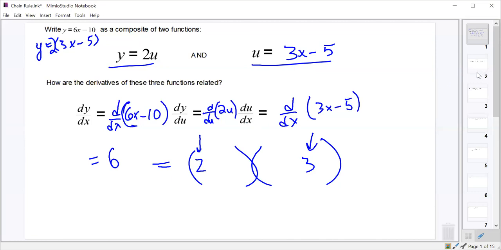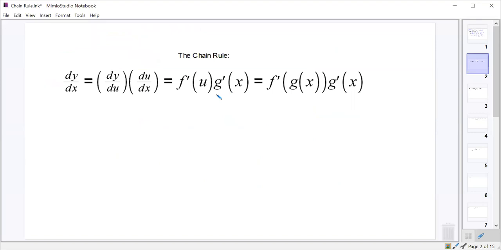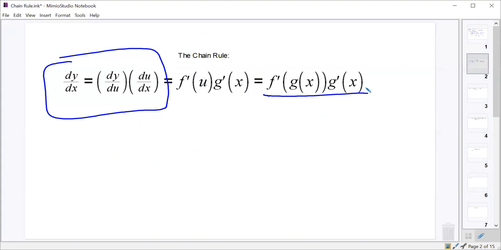And what we'll need to be able to do is write certain functions as a composition of 2 other functions. So here it is, dy dx is dy du times du dx. Sometimes it is written as f prime of u times g prime of x. This is a lot less common. This one over here is more common. So f prime of g of x times g prime of x, if we're writing it as f of g of x.